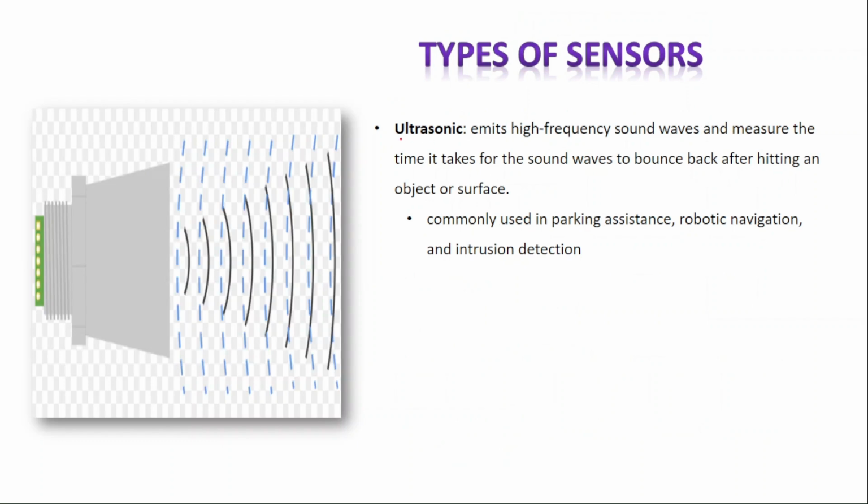And the last one is ultrasonic. An ultrasonic sensor emits high frequency sound waves and measures the time it takes for the sound waves to bounce back after hitting an object or surface, commonly used in parking assistance, robot navigation, and intrusion detection.